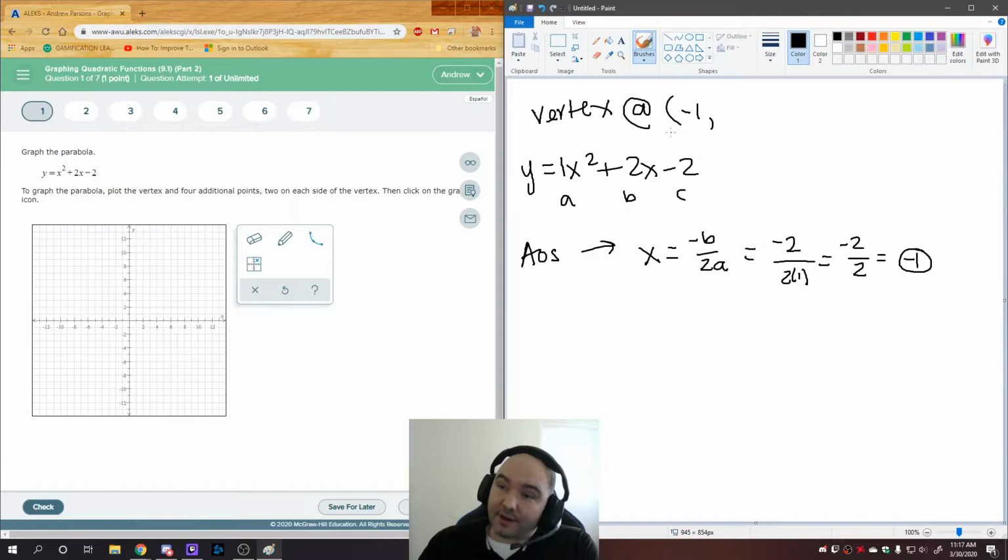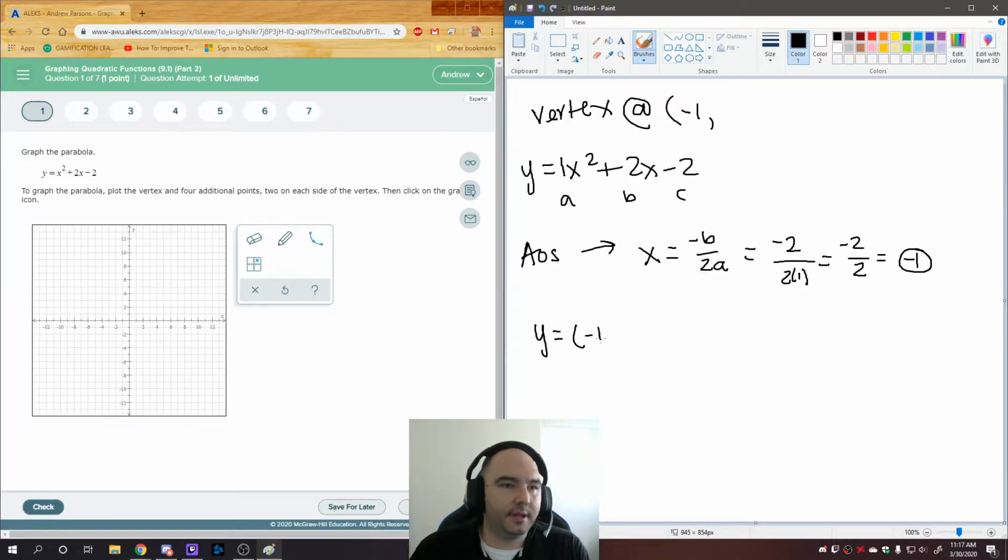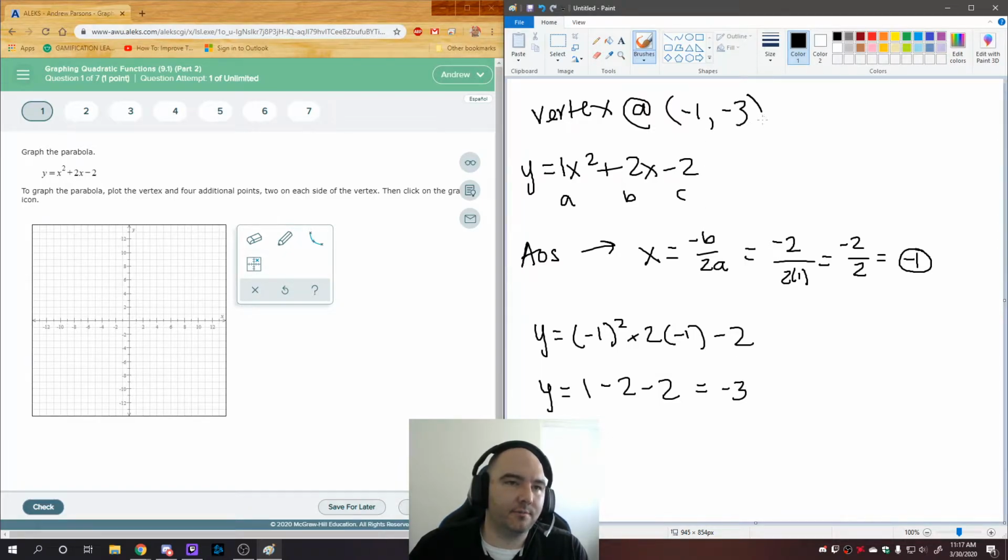So you first find the axis of symmetry. That gives you the x value that you want in your vertex. But how do you get the y value? Well, you go back and plug it in. So y equals (negative 1) squared plus 2 times negative 1 minus 2. Then you get your calculator out and get 1 minus 2 minus 2, which equals negative 3, which means the vertex is at negative 1, negative 3.